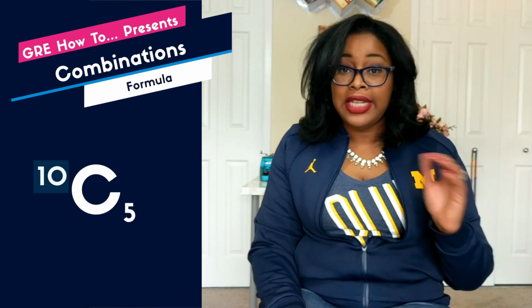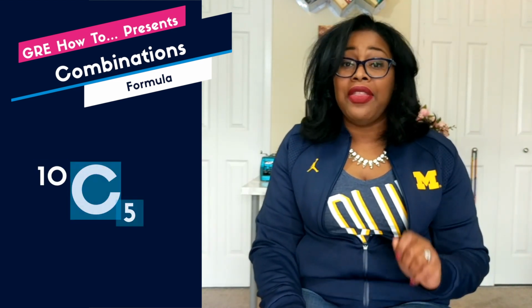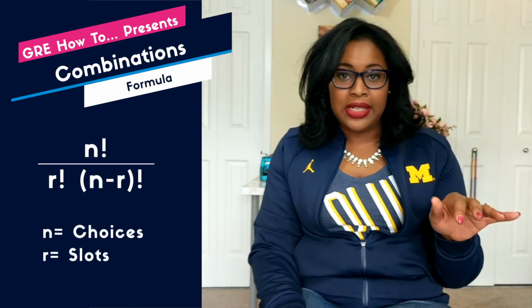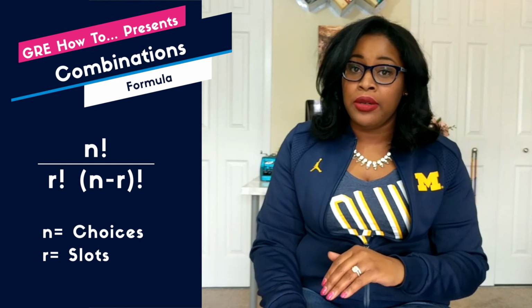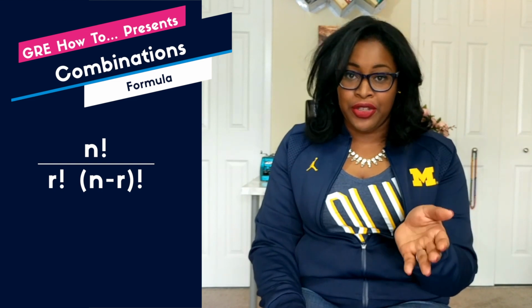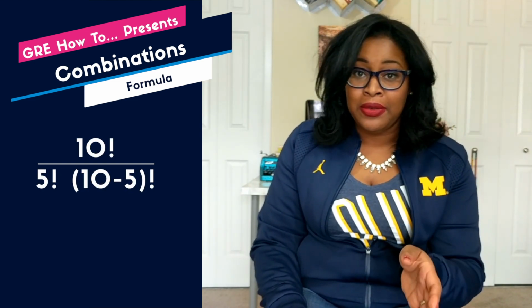Now, second question, does the number of people repeat? No, because you can't have one person on 2 teams. So it is a matter of putting together an easy combination where we have 10 choices, it's a combination, and there are 5 slots. So we're gonna plug that into the equation. 10 choices, 10 factorial, over 5 slots, r factorial, times the factorial of the number of people minus the slots. And that gives us answer B.